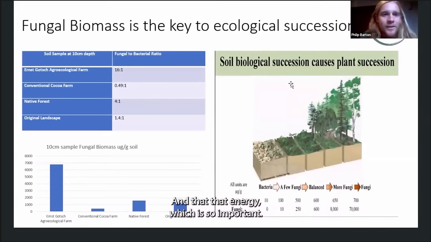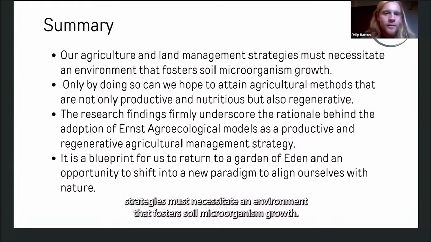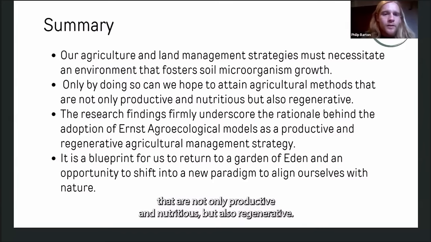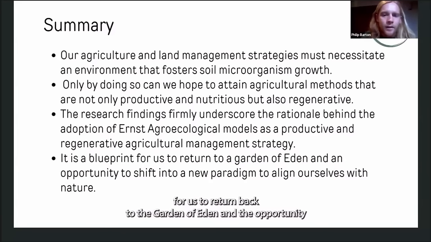The last slide, if possible. Okay, perfect. So in summary, with all of this being said, our agriculture and land management strategies must necessitate an environment that fosters soil microorganism growth. Only by doing so can we hope to attain agricultural methods that are not only productive and nutritious, but also regenerative. The research findings finally underscore the rationale behind the adoption of Ernest's agroecological model as a productive and regenerative agricultural management strategy. And it is definitely a blueprint for us to return back to a Garden of Eden, an opportunity to align ourselves with a new paradigm with nature.